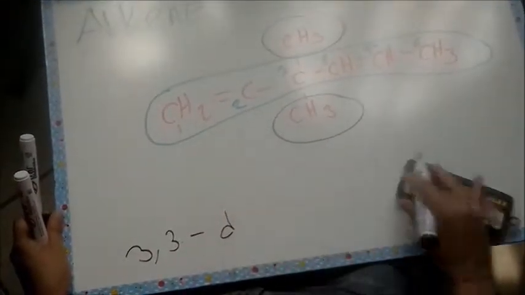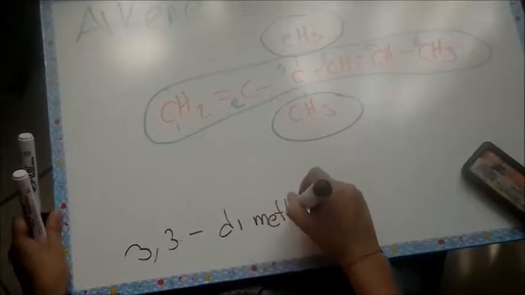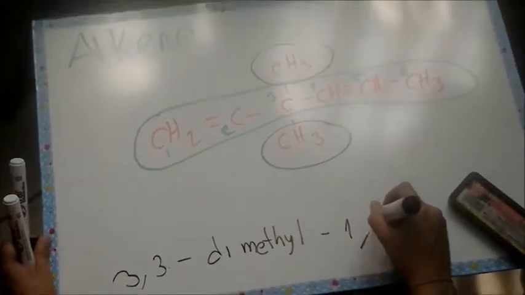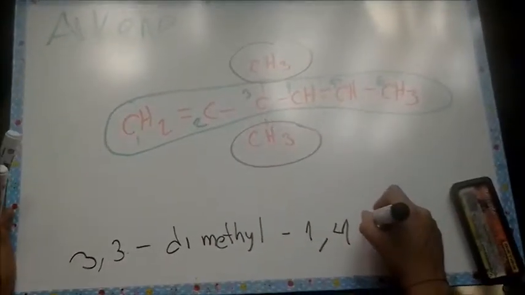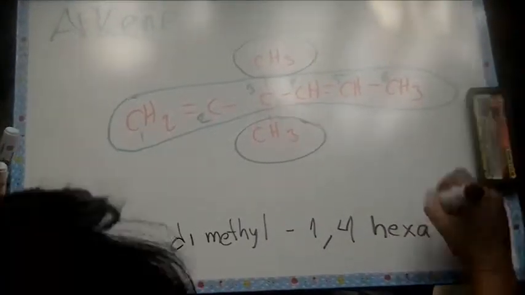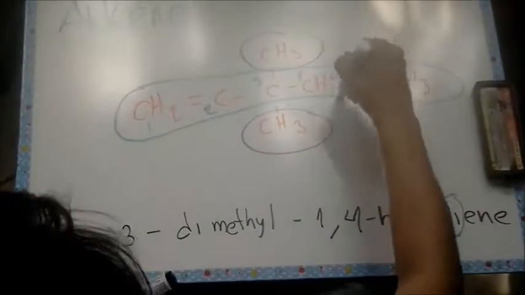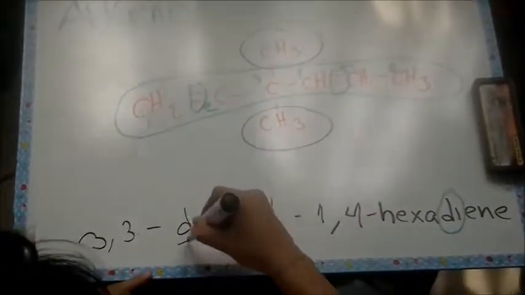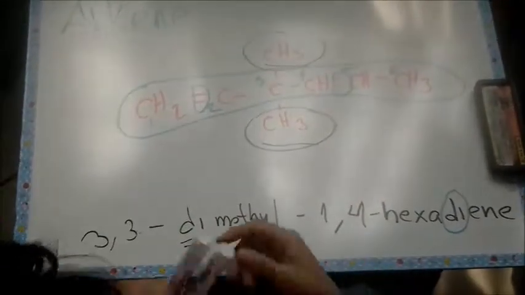When we are having 2 or more double bonds, you write the numbers of the carbons where the double bonds are, the prefix according to the parent chain, the prefix according to the number of double bonds, and the suffix -ene.